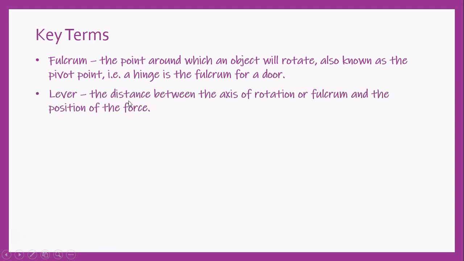Lever, this is the distance between the axis of rotation or fulcrum and the position of the force. Sometimes the lever is an actual object, such as in a seesaw. Other times, such as in a rotating car tire, it's just the distance from the action of rotation to the surface of the tire where the friction force is applied.